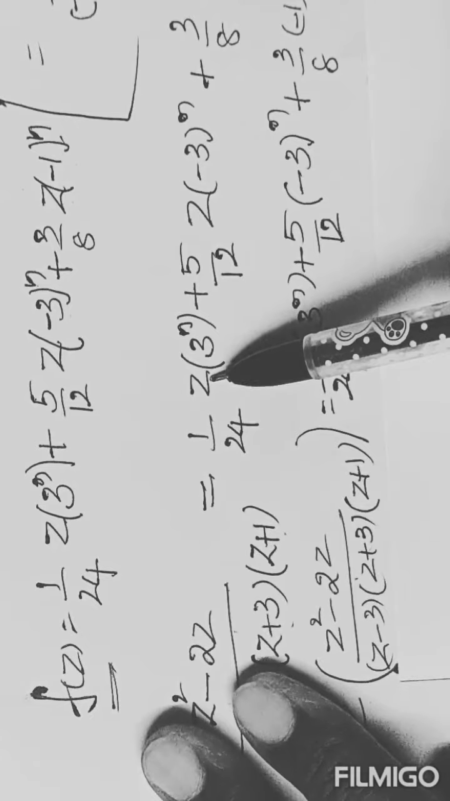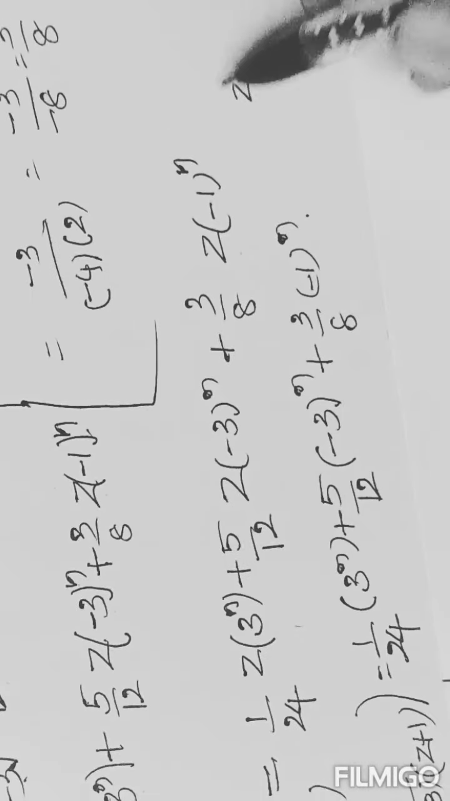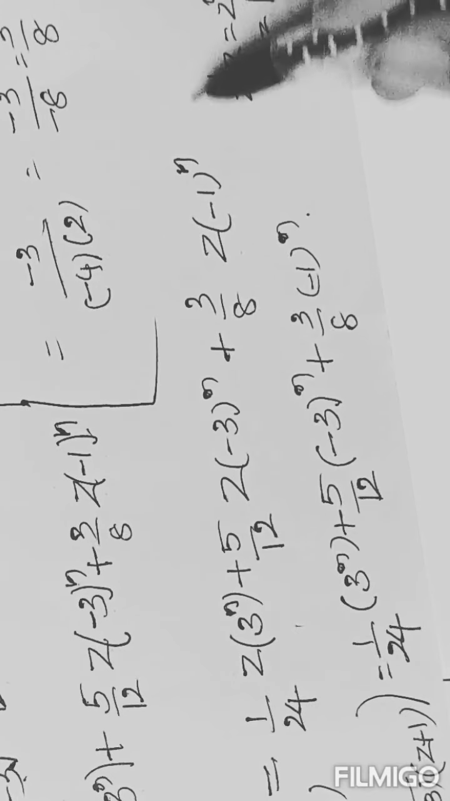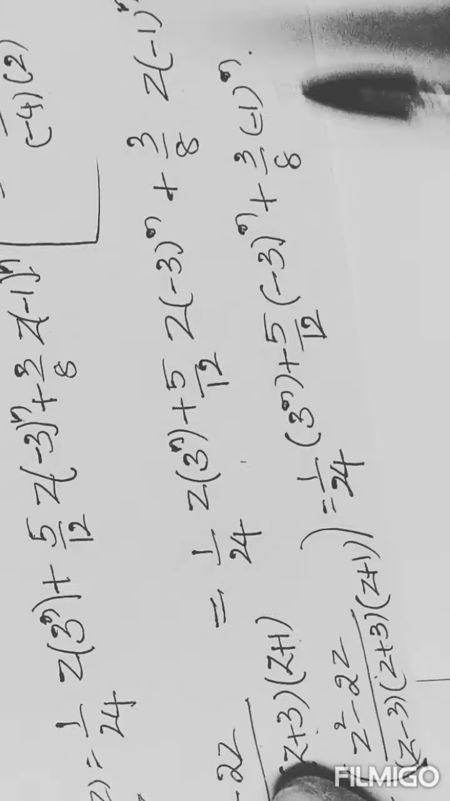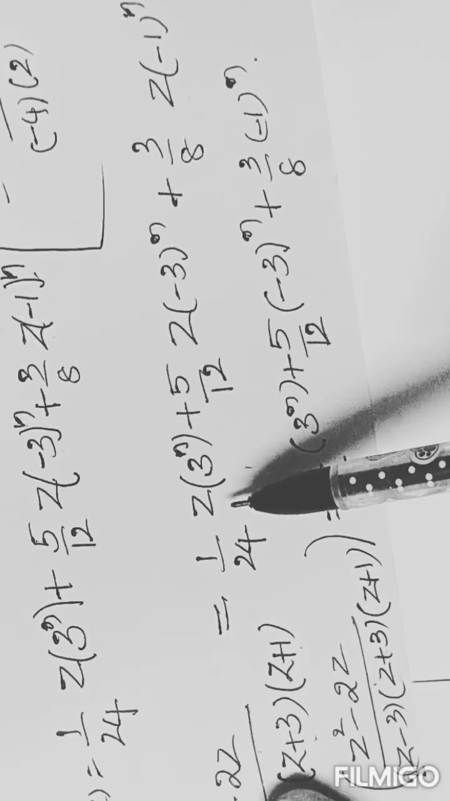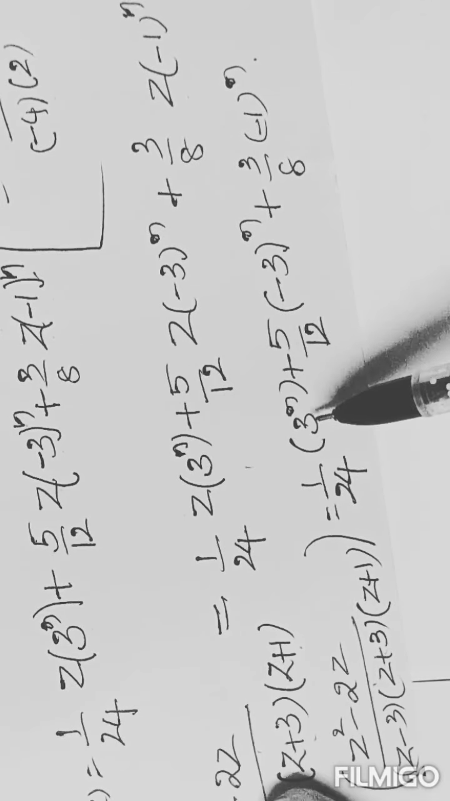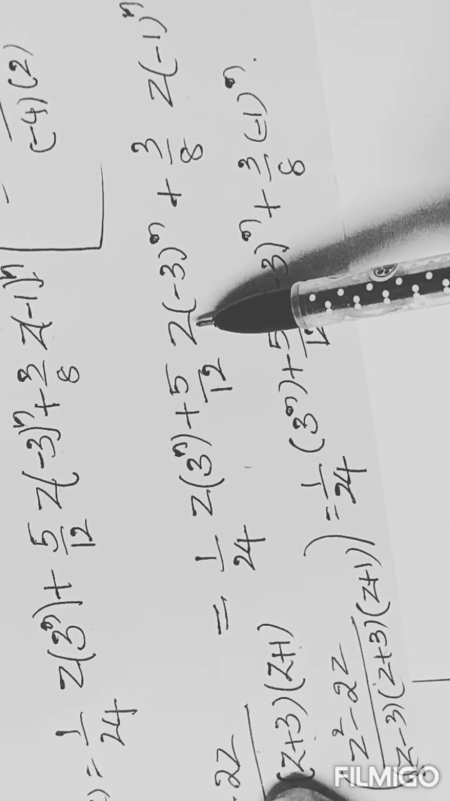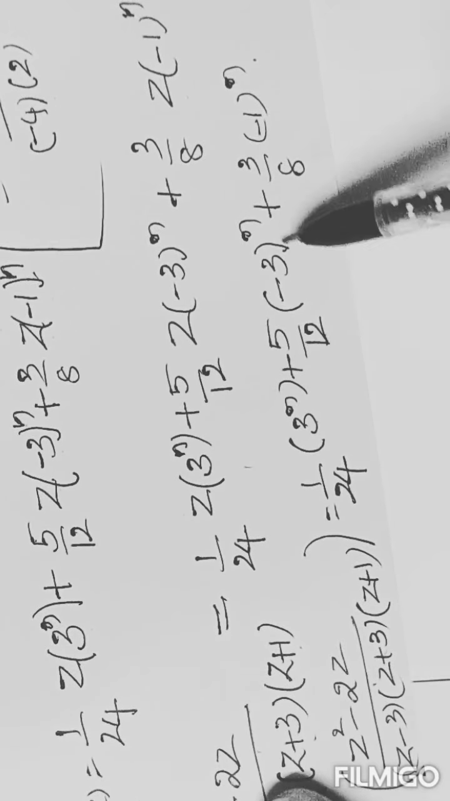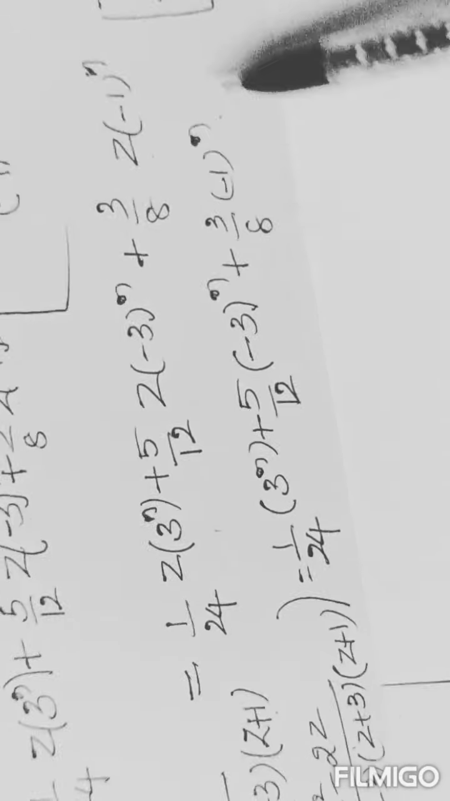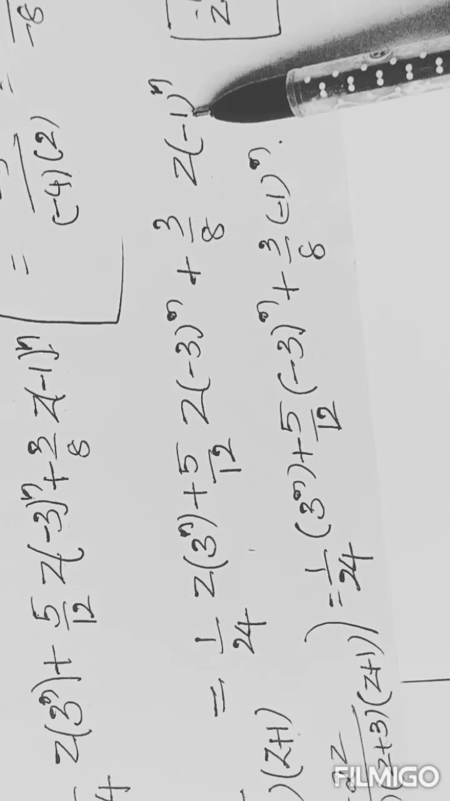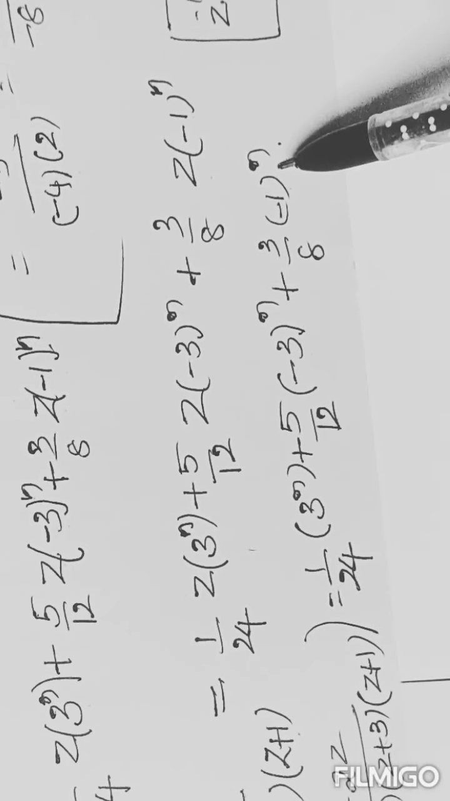Here Z inverse of Z is Z power 0, that equals 1. According to this, on the right hand side, Z inverse of Z will be 1, then 3 power n is there. Then 5 by 12, where Z inverse of Z is 1. Now 1 into the remaining is minus 3 whole power n. Similarly, 3 by 8 into Z inverse of Z is 1, 1 into this is minus 1 whole power n.